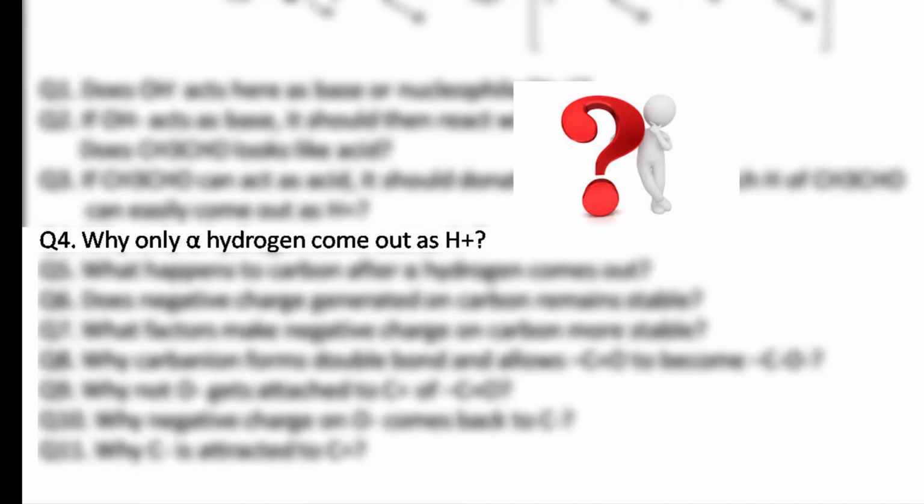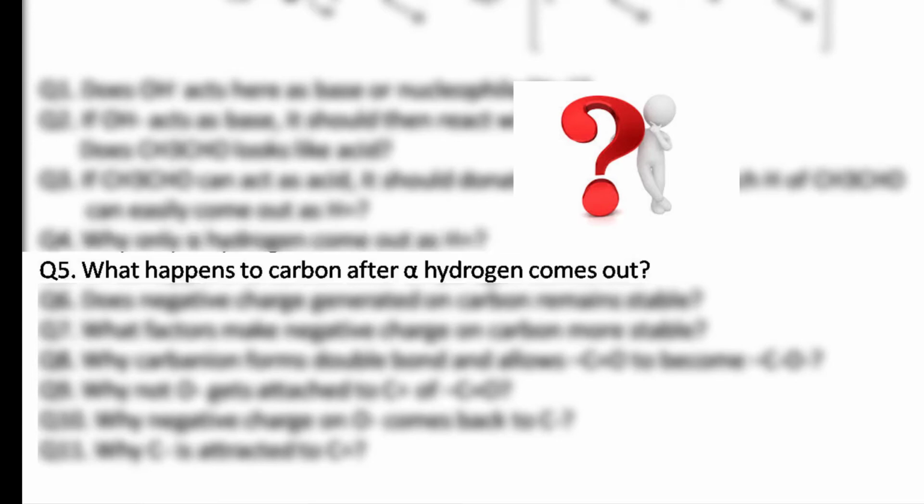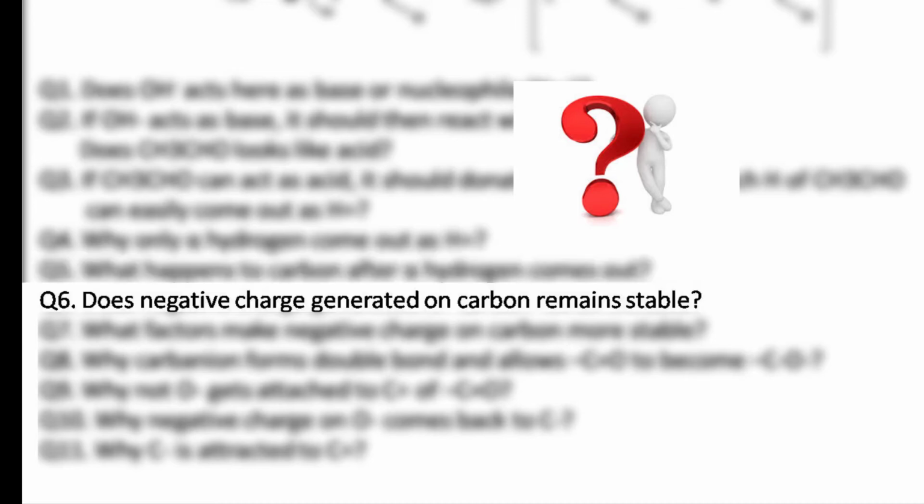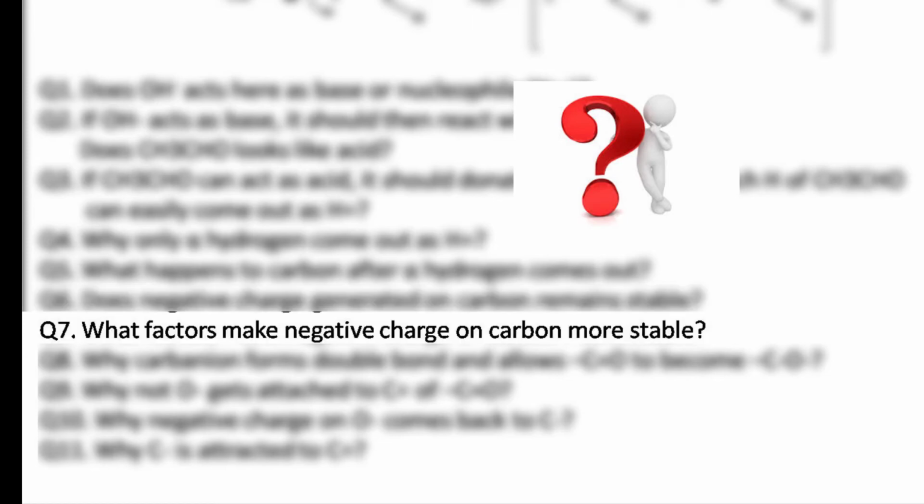Why only alpha hydrogen comes out as a proton? What happens to carbon after alpha hydrogen comes out? Does the negative charge generated on carbon remain stable? What factors make negative charge on carbon more stable?